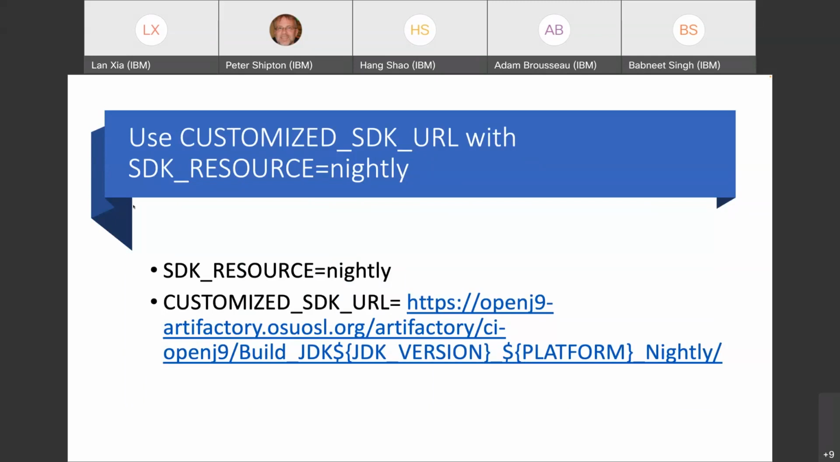For this one, the enhancement is that you'll be able to use parameters in the SDK URL. If you use the combination of those two parameters, SDK resource equal to nightly and customize SDK URL, you'll be able to pass in the JDK version and the platform as parameters. At runtime, we will dynamically figure out the URL based on the JDK version and platform for that particular run. I will have a demo to show this.